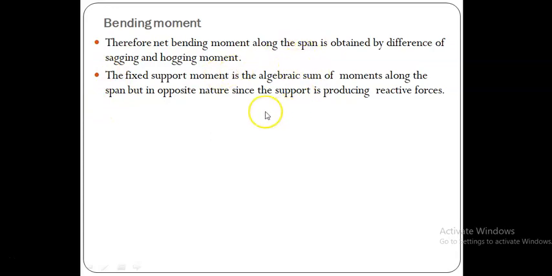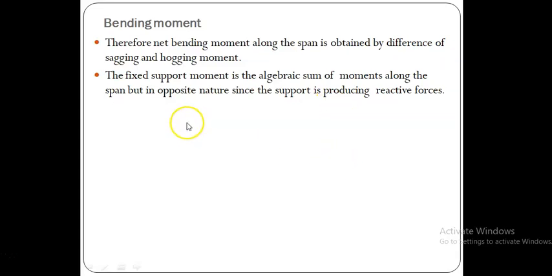Suppose the fixed support is introduced at the right side, and the span moments, force into distance with respect to this support, are producing anti-clockwise direction moments. Therefore, what comes from the sum of these anti-clockwise moments? We simply put the opposite nature, a clockwise moment, at this support, whatever the magnitude we obtain, the sum of all anti-clockwise moments with respect to the support. The same moment acts at this fixed support in opposite nature, which may be clockwise.